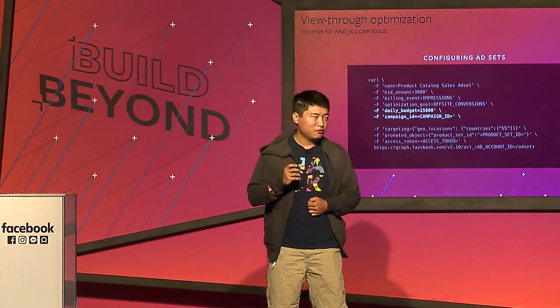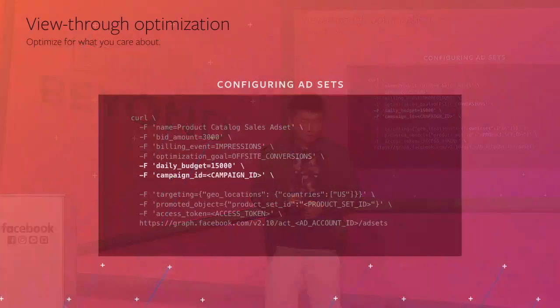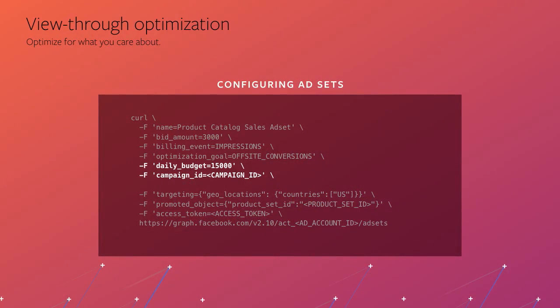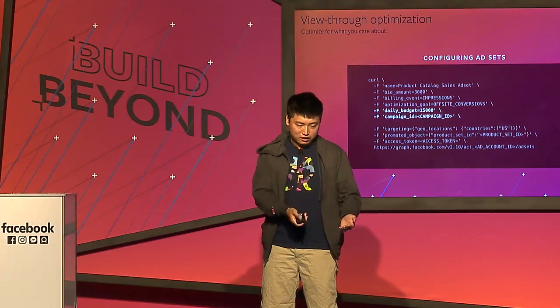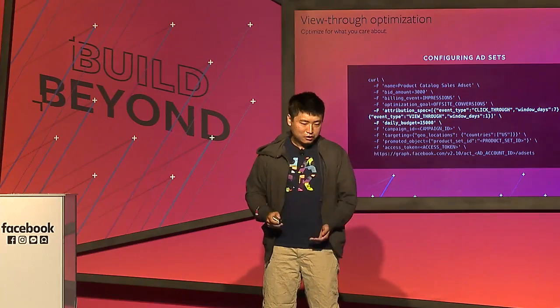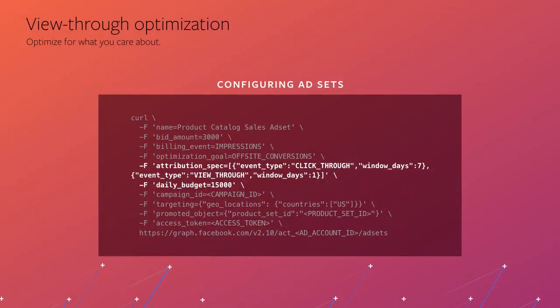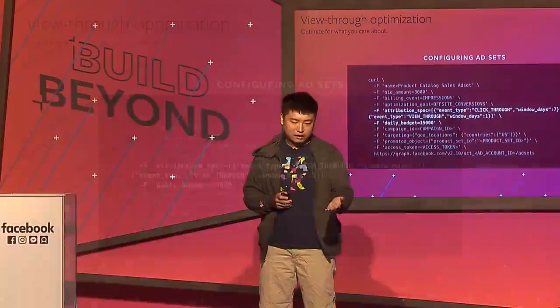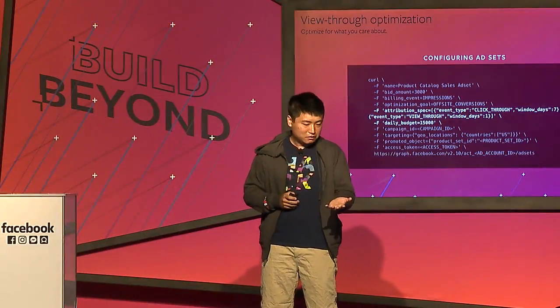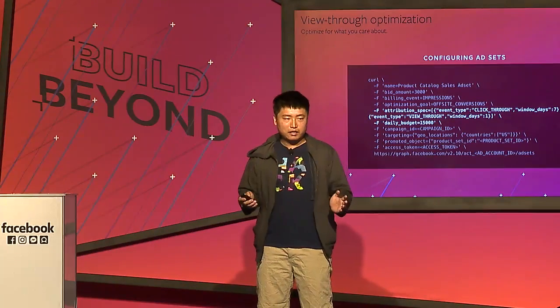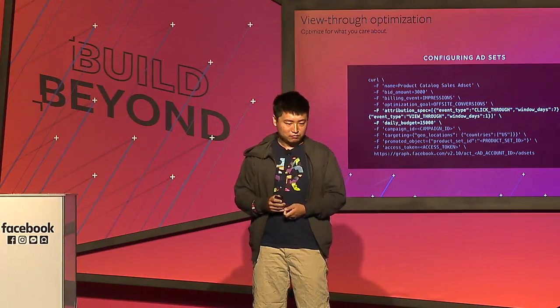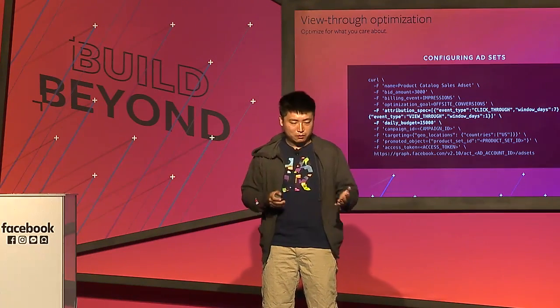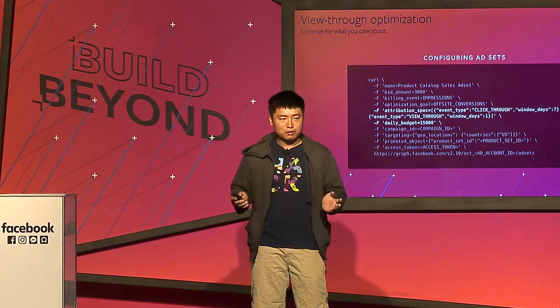So view-through optimization is even easier to enable than value optimization. All you need to do is add an attribution spec, which defines what you count as a conversion. So in this case, you're saying you count click-through conversions over a 7-day attribution window plus view-through conversions over a 1-day attribution window. You can configure it to be, let's say, 1-day click-through, 1-day view, whatever you want.